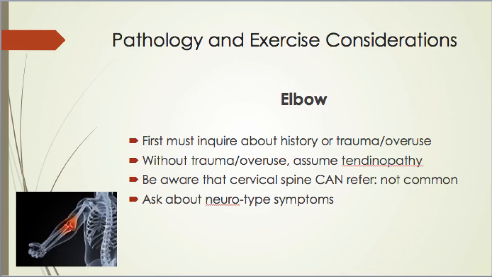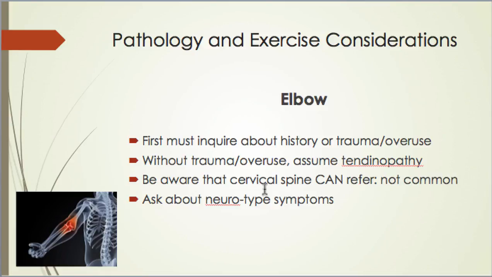Okay, so pathology and exercise considerations. We're going to start with the elbow. First, we must inquire about the history of trauma or overuse. Particularly important for the elbow, wrist, and hand. Without trauma or overuse, we should really assume that they have a tendinopathy unless proven otherwise. Be aware the cervical spine can refer pain to the elbow, although it's not common. And I'll tell you a story about that in class.